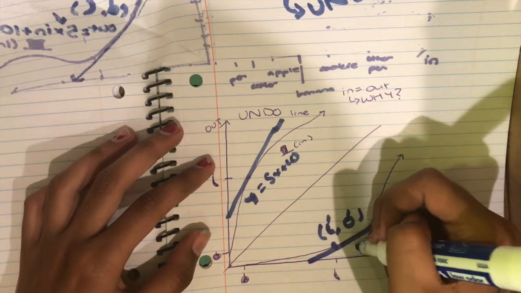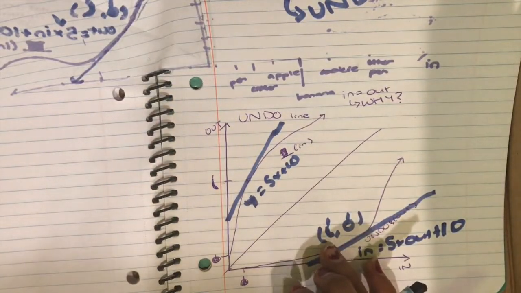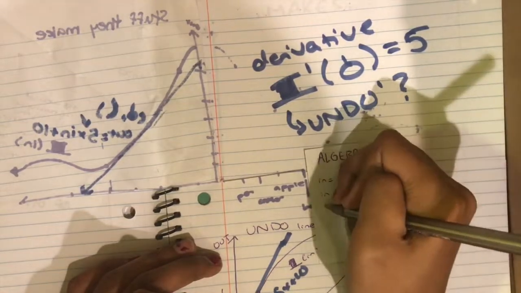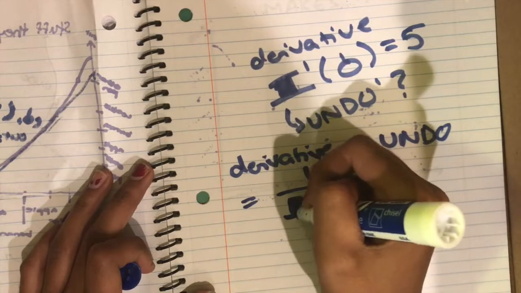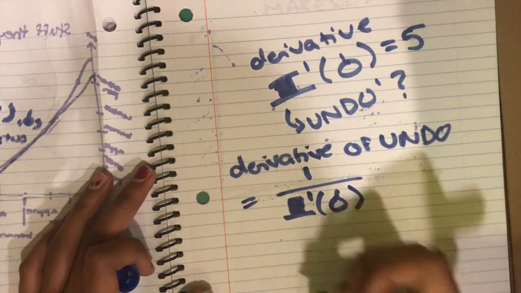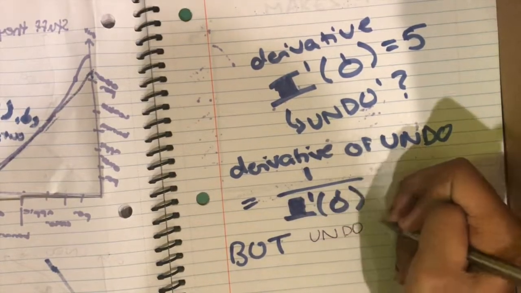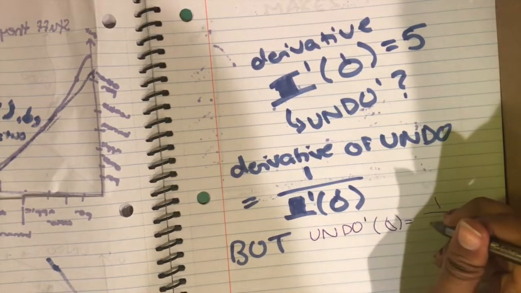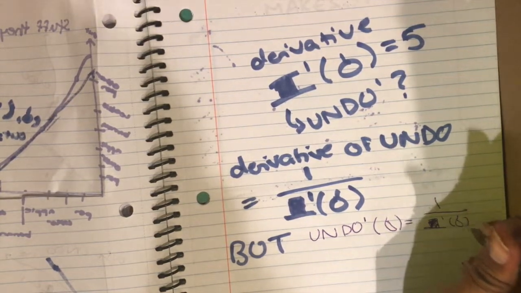And we can figure out what this line is by swapping the in and the out in our tangent line to get in equals 5 times out plus 10. And by algebraing it, we can find out that the tangent line here is out equals 1/5 times in minus 2. So the derivative of the undo is 1 divided by the derivative of the magic box. But you have to be a bit careful, because in the magic box you're sticking in an apple, but in the undo box you're sticking in a banana. So the derivative of undo of banana is 1 over the derivative of the magic box of the apple.